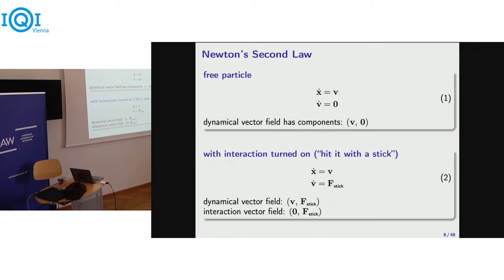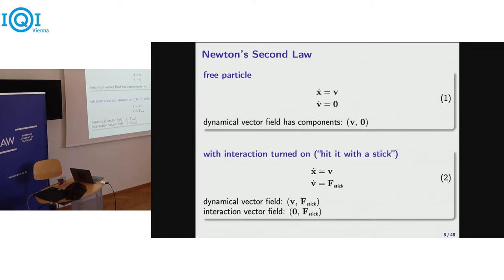Now let's say I hit my system with a stick. Well, it turns out the equation of motion for x doesn't change. x dot always equals v. Nothing I can do to the system changes that. But the equation of motion for v does change. It just equals the force that I've impressed on the system. So the dynamical vector field is always of this form. Instead of (v, 0), it's (v, some quantity that I will call the force).